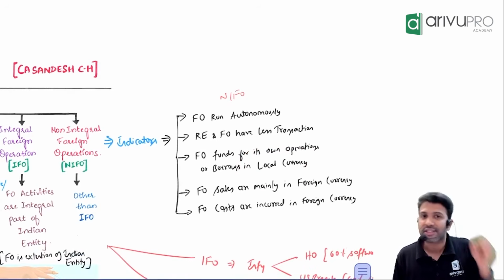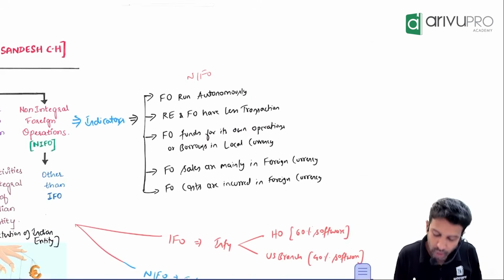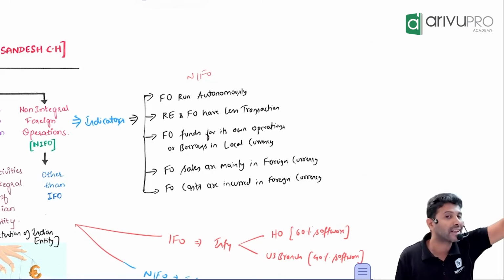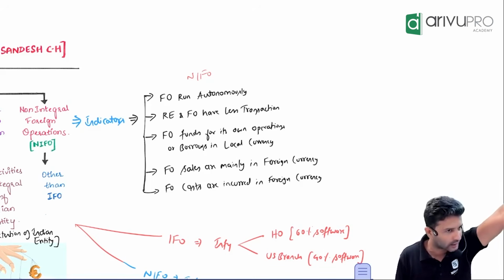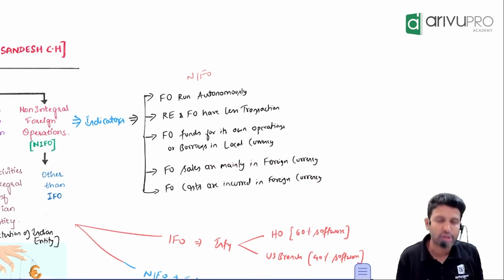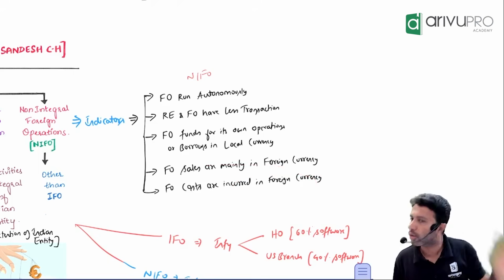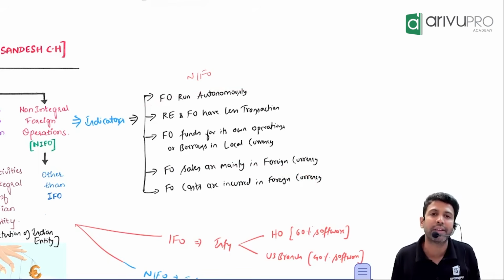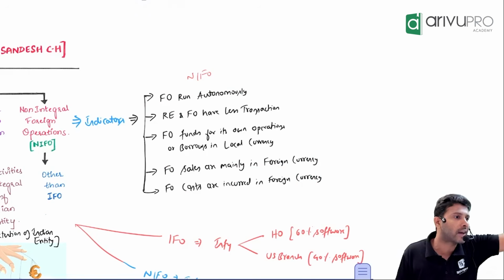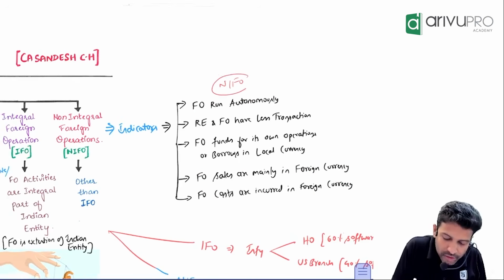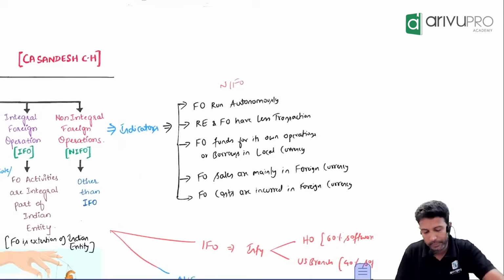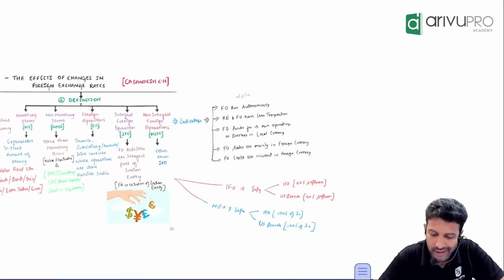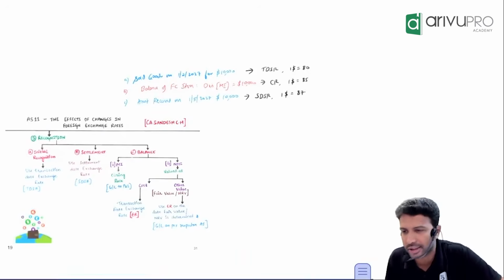Fourth one is sales of foreign operations will be denominated in foreign currency. If they are in the US, they will make the sales in dollars. If they are in Europe, they will make it probably in euro, like that. Expenses also they will incur in foreign currency only. These are the indicators using which we will identify whether it is a NIFO or IFO. Again, not that important in the examination context. Sometimes they ask. That's it.